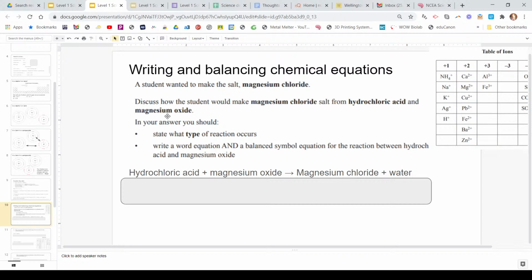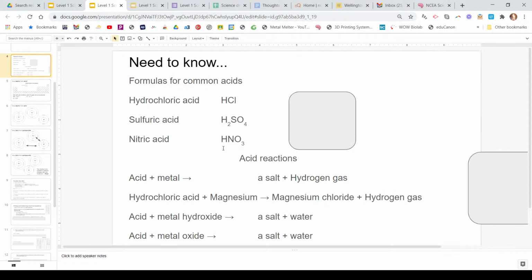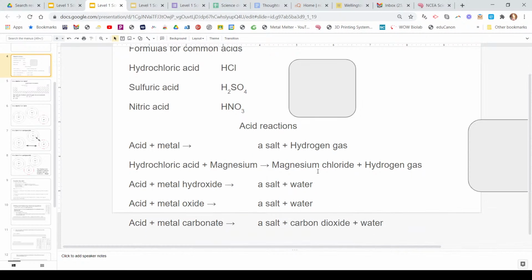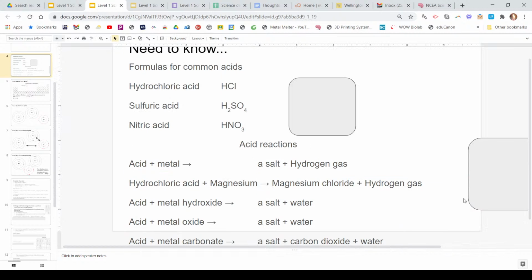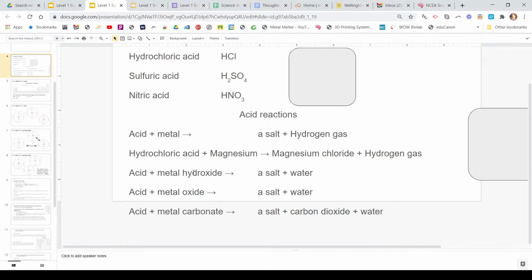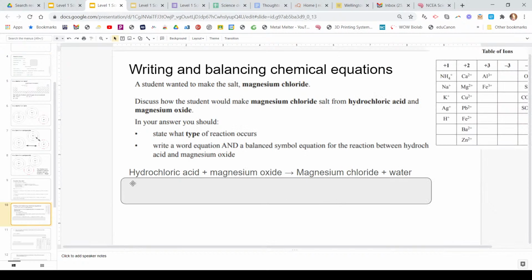We take the name for the salt from the metal, and the chloride comes from hydrochloric acid. We don't really need to understand that for this question because we're told it's going to be magnesium chloride salt. And then because it's an acid plus a metal oxide, that produces a salt plus water. You'll remember that we talked earlier on about the need to know these 4 reaction types, and what is produced in each of those. So acid plus metal oxide is salt plus water, and that's what we're seeing down here: acid, metal oxide, salt, and water.